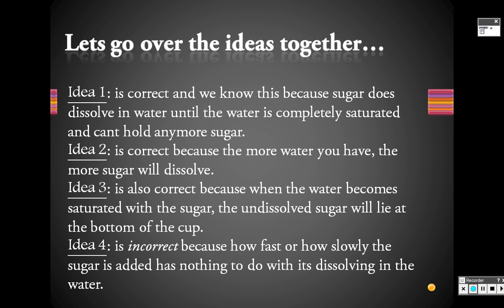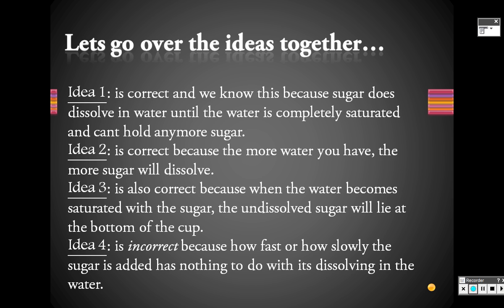Let's go over the ideas together. Idea number 1 is correct. And we know this because sugar does dissolve in water until the water is completely saturated and can't hold any more sugar. Idea 2 is also correct because the more water you have, the more sugar will dissolve in the water. The more water you have, the more spaces are available for the sugar to dissolve in. Idea number 3 is correct because when the water becomes saturated with the sugar, the undissolved sugar will lie at the bottom of the cup.